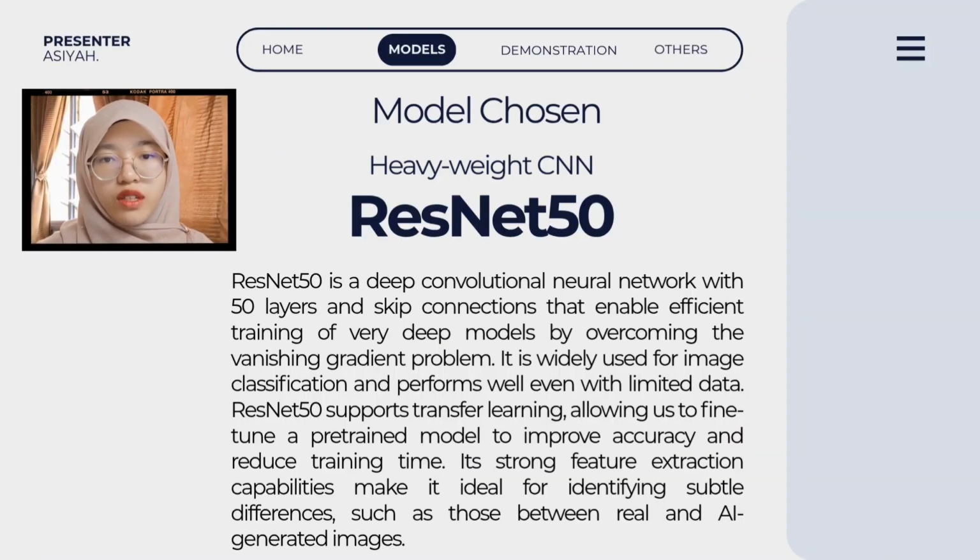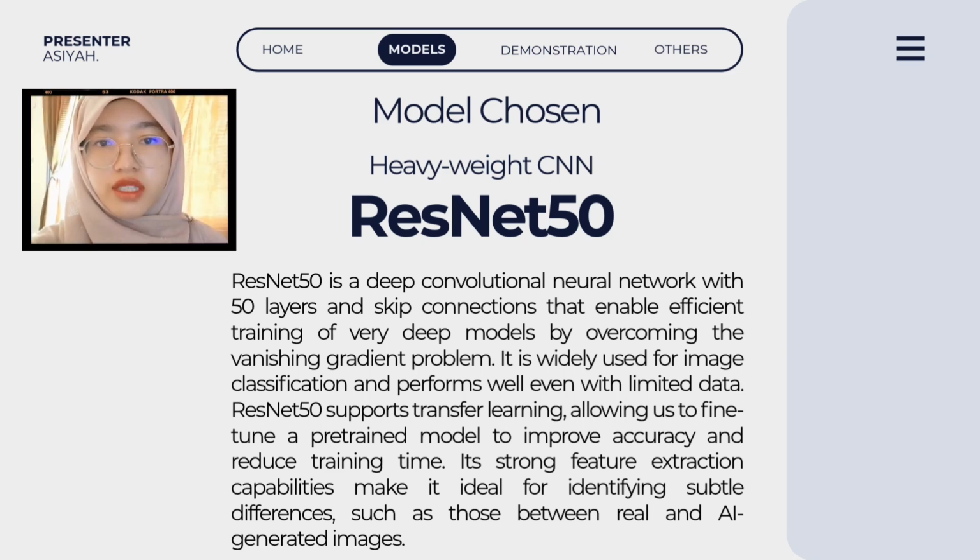For this project, we use ResNet50 as a heavyweight CNN. ResNet is a deep learning model with 50 layers and skip connections. Skip connections help the model train efficiently and avoid common issues in deep networks like vanishing gradient. Its strong feature extraction ability makes it perfect for spotting subtle differences, like telling apart real and AI images.